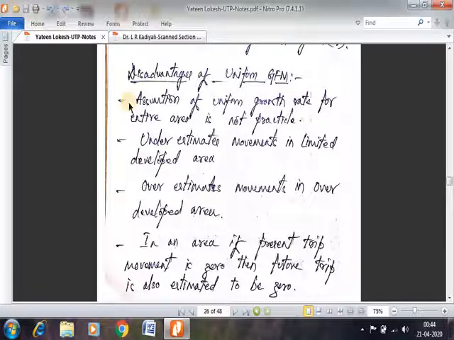The first disadvantage is that the assumption of a uniform growth rate for the entire area is not practical. Having a uniform factor for the whole area is impractical, which might not be possible.